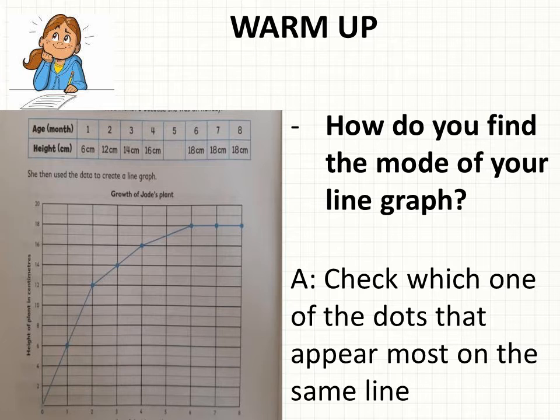The dot on 6 appears once. That's 6 and 1. The dot on 12 and 2 appears once. The dot of 14, 3 appears once. 16, 4 appears once. But look at 18. 18 appears on 6, appears on 7, and appears on 8. So to find the mode of your line graph, check which one of the dots appears most on the same line. All right, now let's go to the lesson.